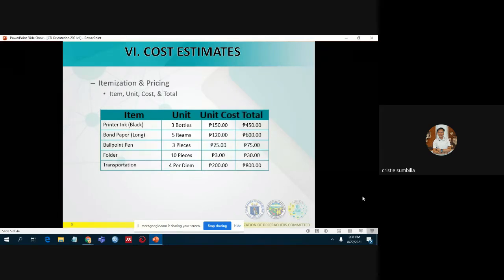Allow me to emphasize that unit cost should be the actual cost, not the estimated one. Why? Because the regional screening committee is very particular when it comes to it, and you can be disqualified if there are misrepresentations of the cost.